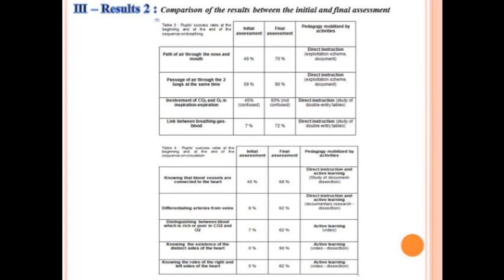In the second part, we compare the results between the initial and final assessment. Table 3 shows pupil success rate at the beginning and at the end of the session on breathing. Table 4 shows pupil success rate at the beginning and at the end of the session on circulation. For each table, we have initial assessment, final assessment, and pedagogy mobilized by activities.